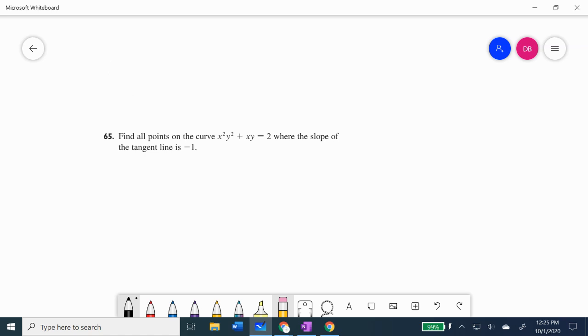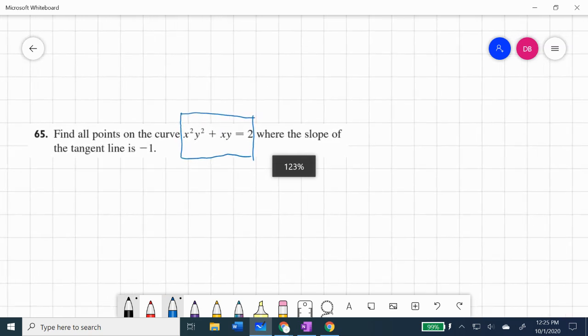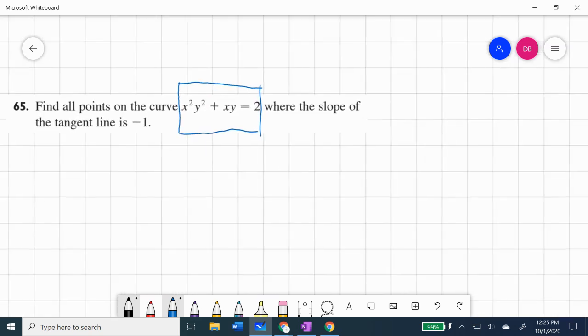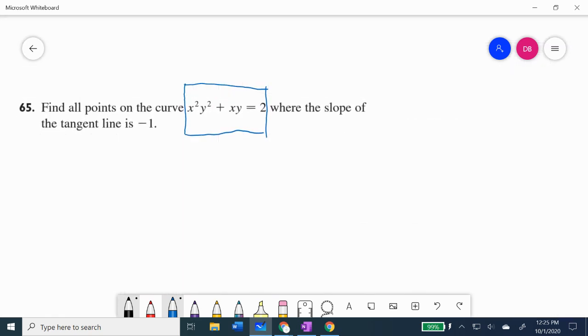All right, 65. Here we go. The equation is right here. Maybe I should make this a little bigger. I'm supposed to find all the points on this curve where the slope of the tangent line is -1.